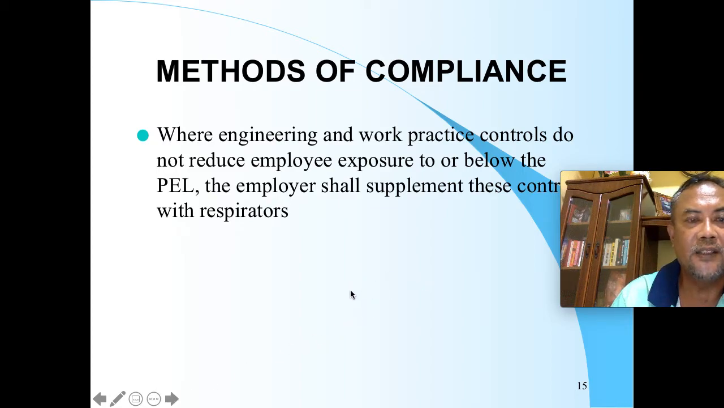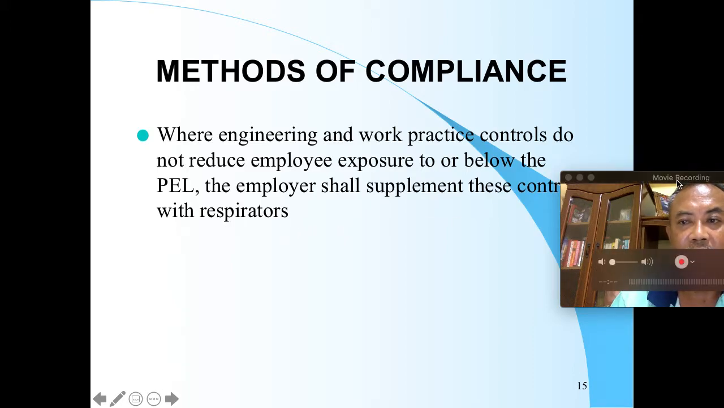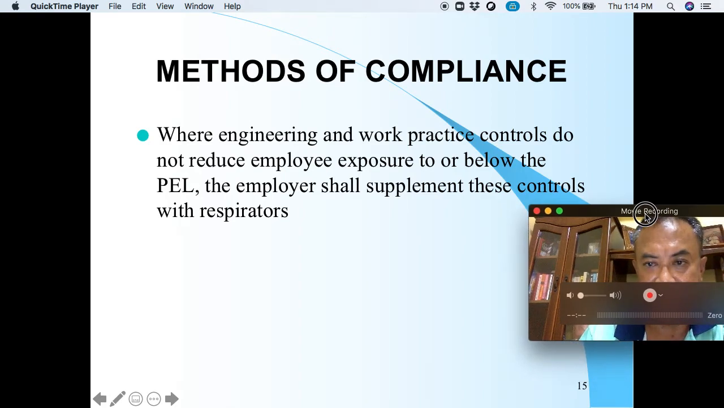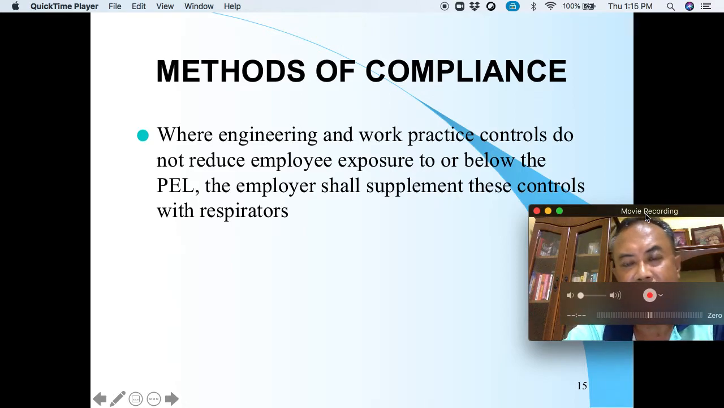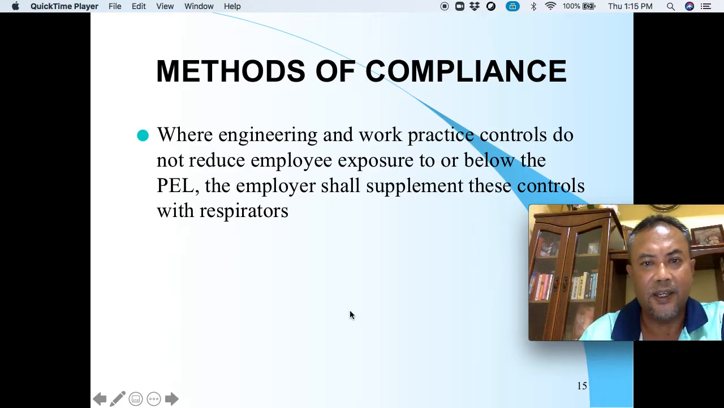And for methods of compliance, where engineering and work practice control do not reduce employee exposure to or below the permissible exposure level, the employer shall supplement this control with respirators. So there must be PPE protection for the workers. They are using respirators. Just now I highlighted the video on YouTube, full application of respirators. They have to wear their PPE.